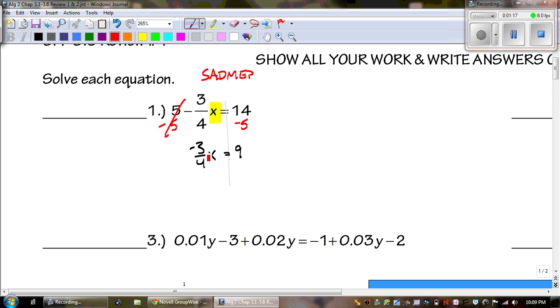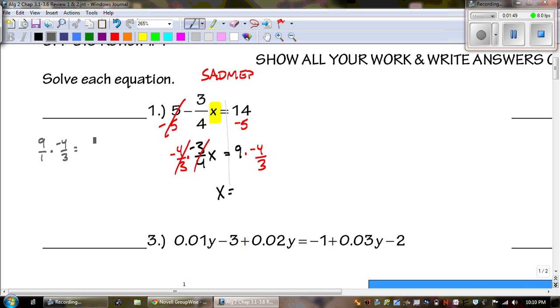Okay, so now I want to get rid of a fraction. Now, to get rid of a fraction, I need to multiply by the reciprocal. Okay, and what I do to one side, I have to do to the other. My fractions cancel, the variable's all by itself. Now, on the left-hand side over here, I'm going to multiply 9 over 1 times negative 4 over 3. Now there's multiple ways that we can do this.